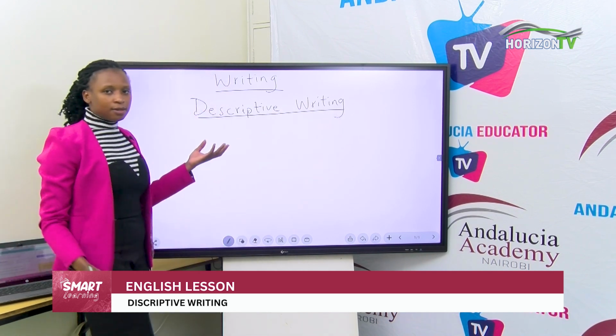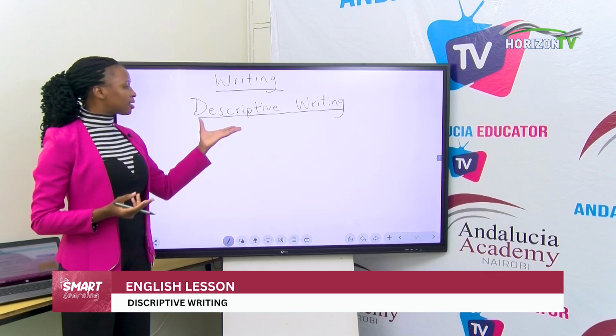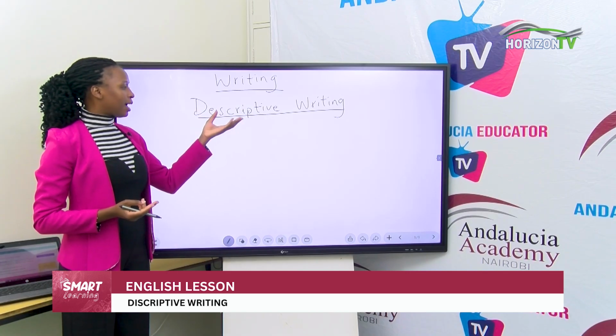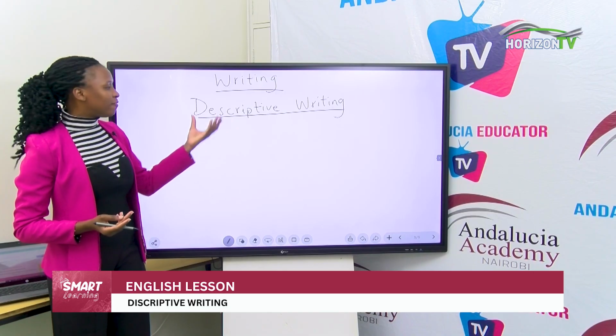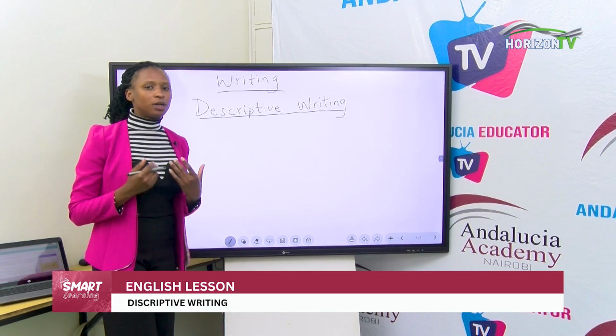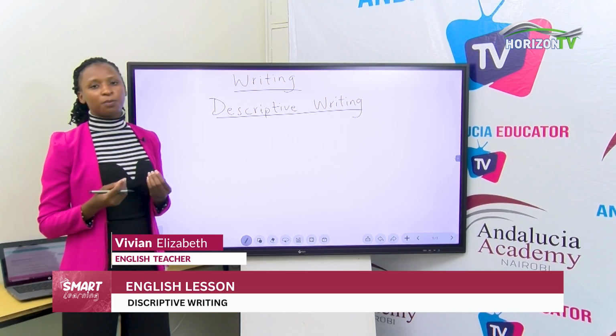So like I said, we are looking at descriptive writing. Actually, descriptive is a term, adjective in this case, that is derived from the verb describe and noun description. So let's start by looking at the verb describe. What does it mean to describe?